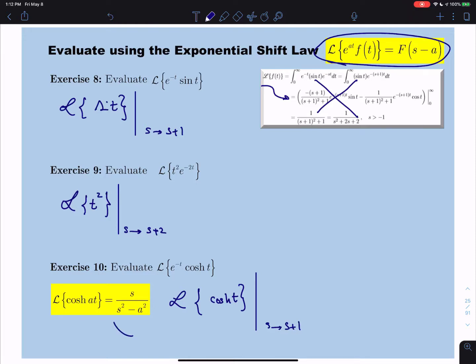I've given you some hints about what the Laplace transform of cosh of t is to begin with. So you could try these, and if there are some questions, I'd be more than happy to look at it with the rest of you on discussions.